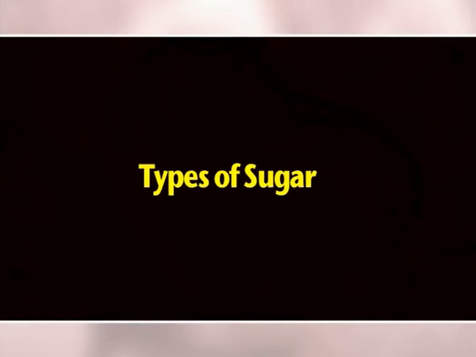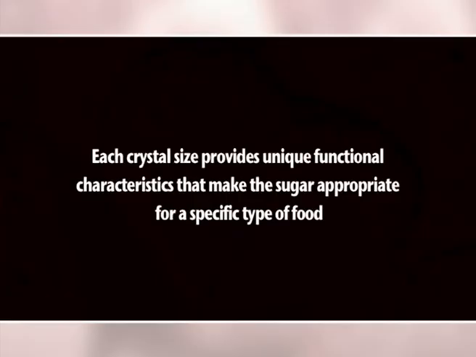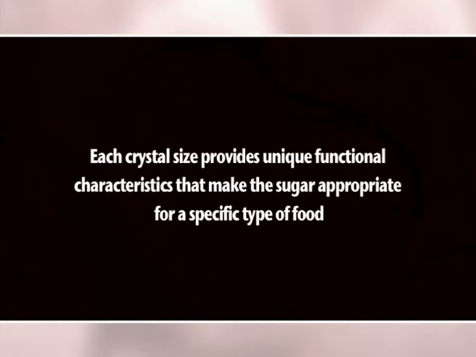Types of sugar. Because of its diverse functional characteristics, sugar is used in many types of food preparations. The most common types of sugar available are: first, granular sugar. There are many different types of granular sugar. Some of these are used only by the food industry and professional bakers and are not available in the supermarkets. The types of granulated sugars differ in crystal size. Each crystal size provides unique functional characteristics that make the sugar appropriate for a specific type of food.